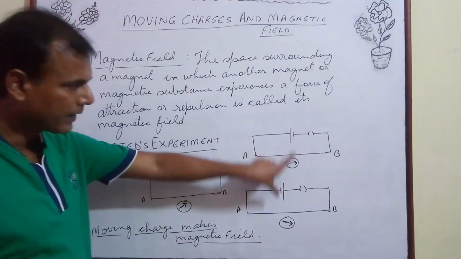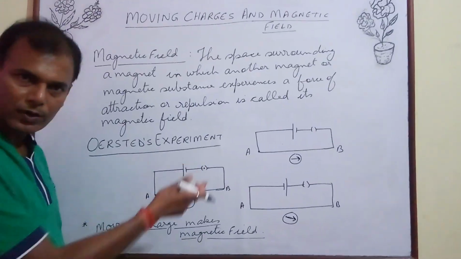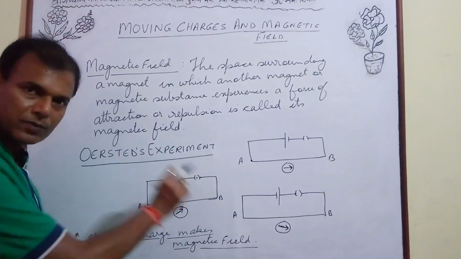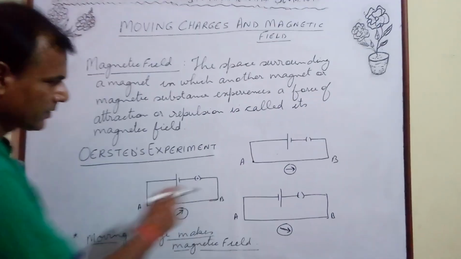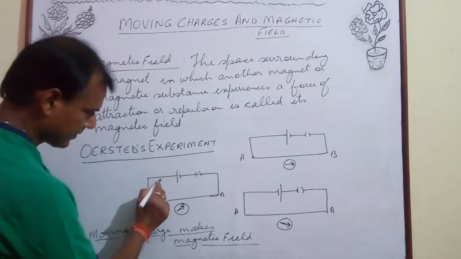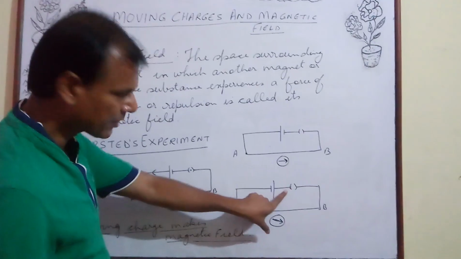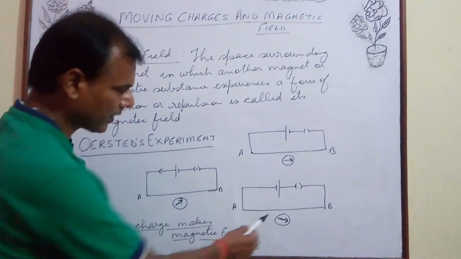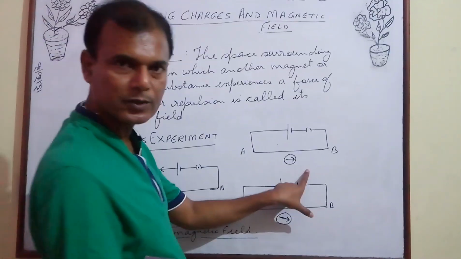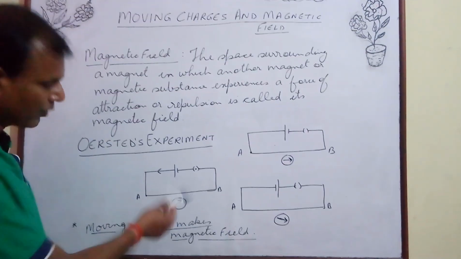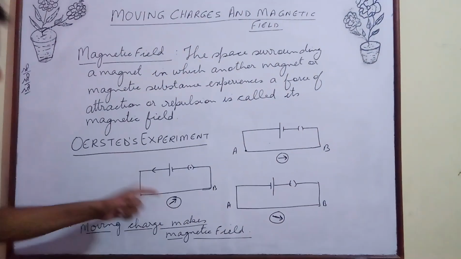When there is no current, it points north and south. As soon as the switch is on and the current starts flowing, the compass shows deflection. Suppose the current flows like this and it is deflected this side. Now when we change the direction of current, it again shows deflection but in the opposite direction. When we switch it off, again it points north and south. When we increase the current, there is more deflection; less current, less deflection. So it shows deflection as long as current is flowing.